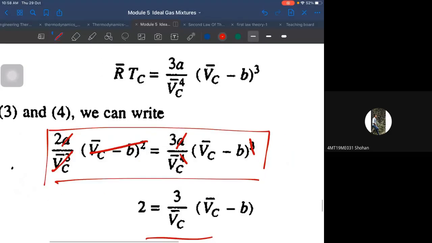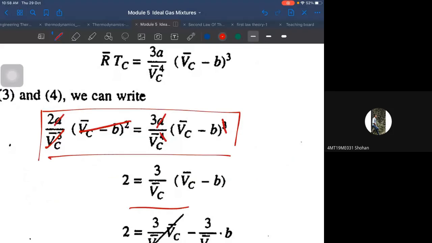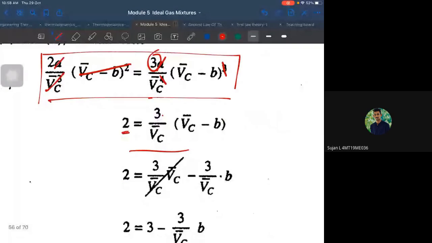What is remaining? I have just written here. So 2 is remaining. 3 here is remaining. V bar C I have written, V bar C minus B I have written. Any doubt here? No doubt, sir.